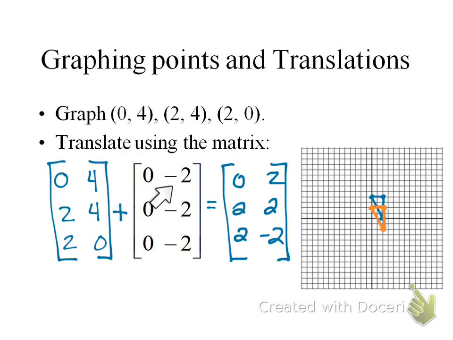Notice the translation matrix. For every x coordinate, I said don't move at all. I only wanted you to move the y coordinates down 2, so it kind of makes sense that our figure went down 2 everywhere.